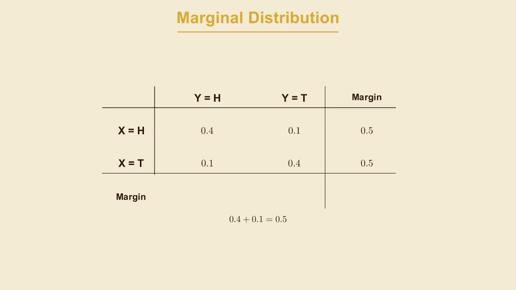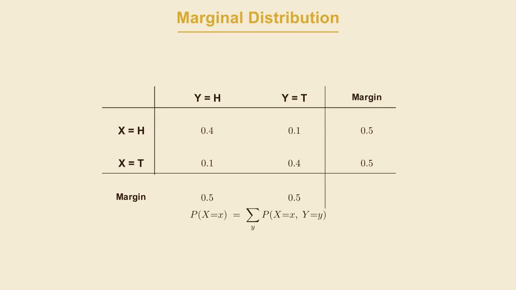The probability that X equals tails is 0.1 plus 0.4, also 0.5. Same calculation for coin Y gives you the same result. Both marginals are 50-50. That's why they're called marginals. They live in the margins of the joint table. They are the row sums and column sums.